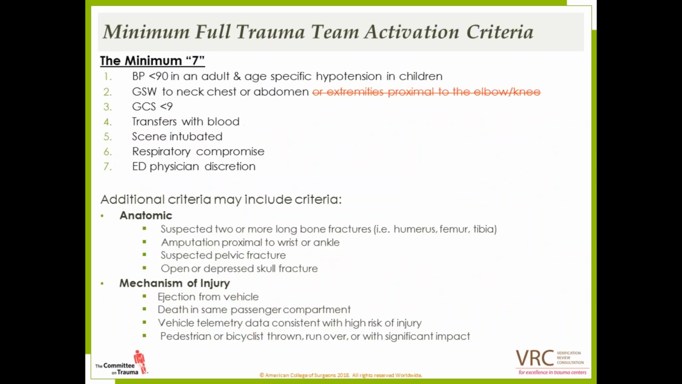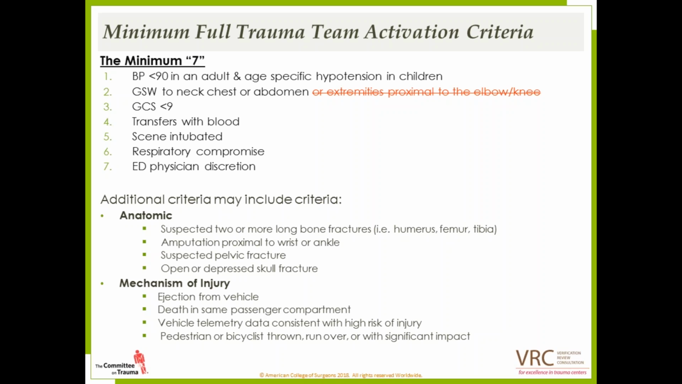So, quick snapshot. Again, minimum full trauma team activation criteria is you have to have the minimum 7, as you see here. We call it minimum 6 in the book, but it's really 7 with the ED discretion. As I previously mentioned, we're omitting or removing the lower extremities proximal to the elbow and knee, so that's going to go away. But as a trauma center, you may also add additional anatomic and mechanism of injury.